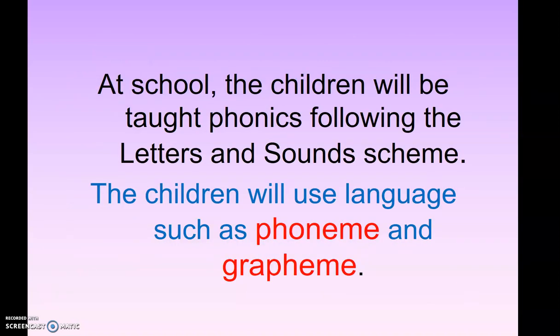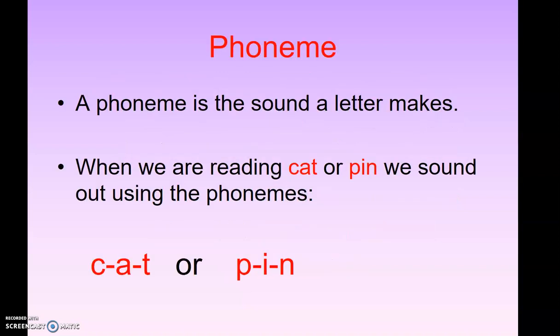At school, our children are taught phonics following Letters and Sounds. The children will use language such as phoneme and grapheme. Phoneme means a sound. It's a sound that a letter makes. For example, when reading the word cat, the phonemes are k, a, t. Or when reading the word pin, the phonemes are p, i, n.